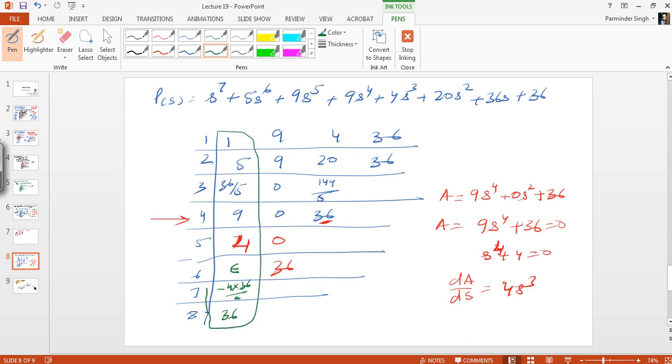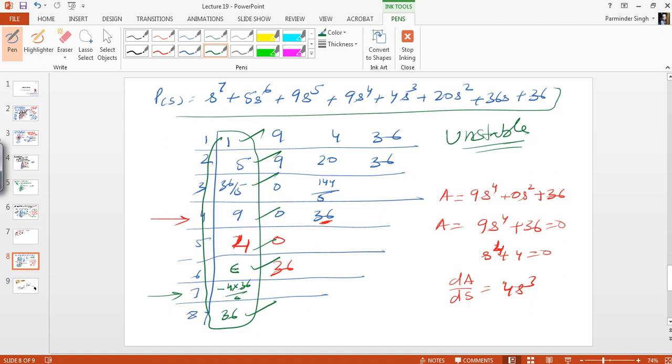Now look at the signs over here: positive, positive, positive, positive, positive. 36 is positive, epsilon is positive, but this element is negative. So the system is unstable. Clear? So this is how you determine the stability of any system using Routh criteria.